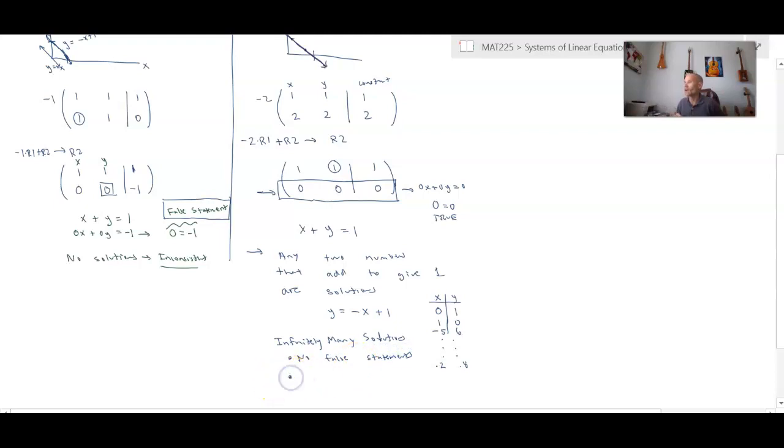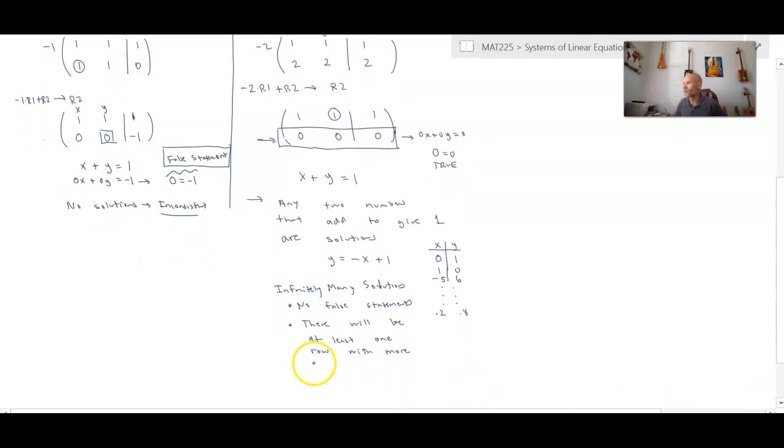And secondly, and this is the case in general, there will be at least one row with more than one non-zero coefficient. And this, of course, is after the reduction process. So here we saw that we didn't end up with a false statement, and we ended up with the first row containing more than one non-zero coefficient. So the coefficients are 1 and 1.